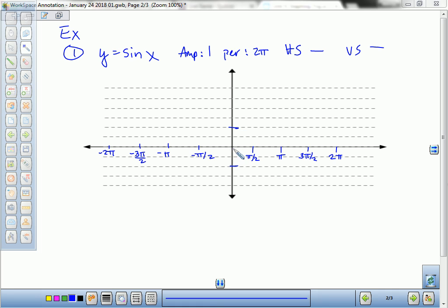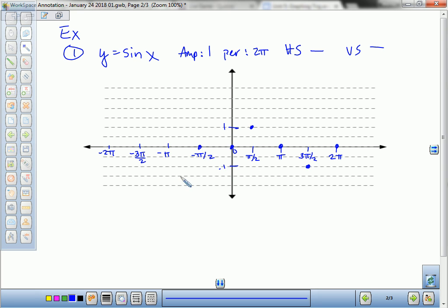Going back to the unit circle, what is the value of sine of 0 radians? What is the y value at 0 radians? It's 0. What is the y value at pi over 2? It is 1. The y value at pi is back to 0. The y value at 3 pi over 2 is negative 1. And then the y value at 2 pi is back to 0.